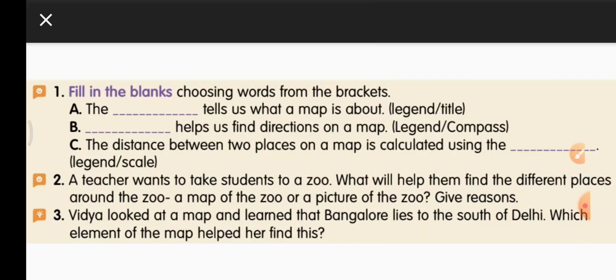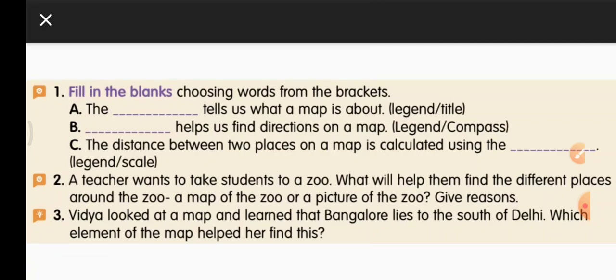Why? Because everything will be clearly shown. But a picture cannot explain the route or anything. While the map will tell us everything: in which direction we have to move, what kind of animals are in which direction, which places are there. So a map is better when compared to the picture.